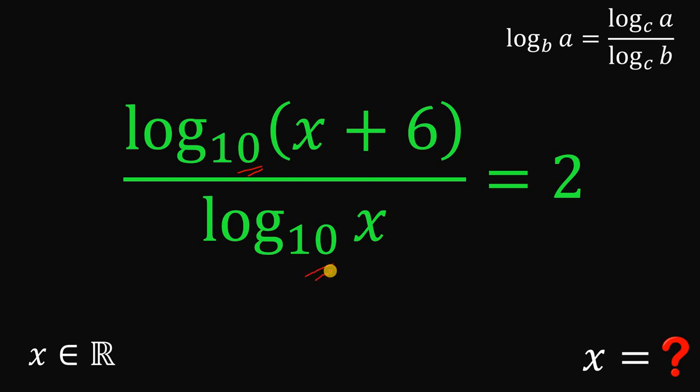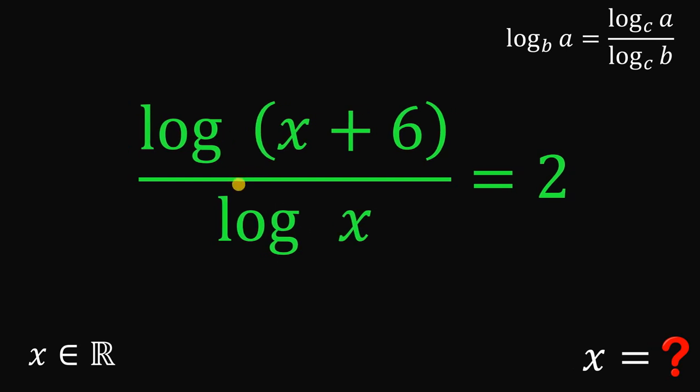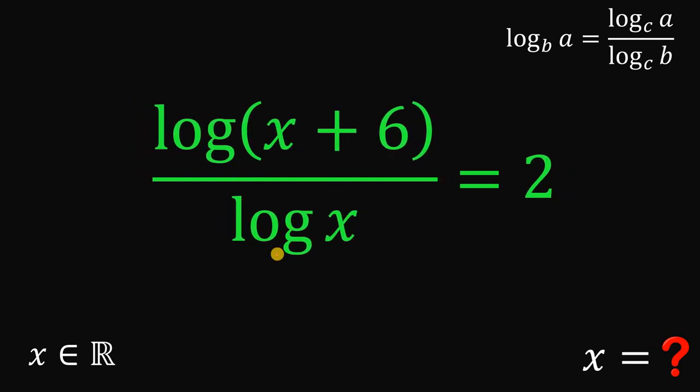Now the question is why we use base 10? Because we can simplify this nicely as this one. So we have logarithm of x plus 6 over logarithm of x. If we don't see any base, it is considered that this logarithm is in base 10. That is automatic. So our equation now becomes logarithm of x plus 6 over logarithm of x equals 2.